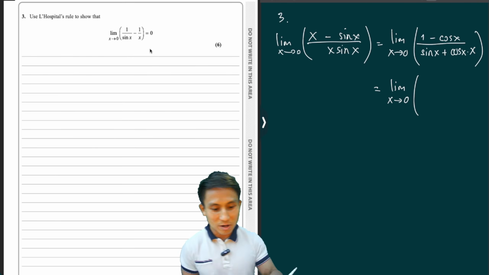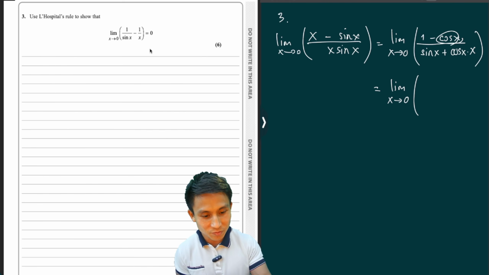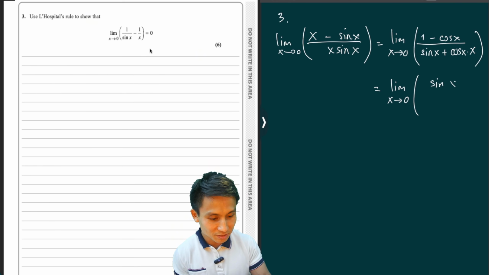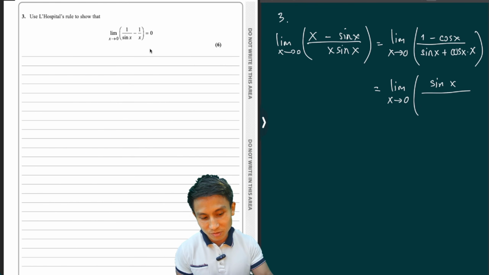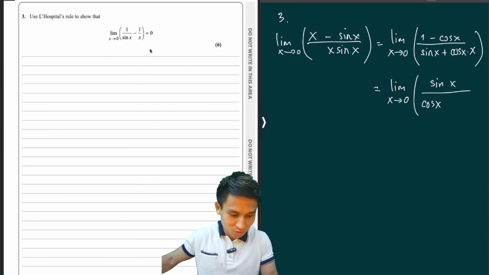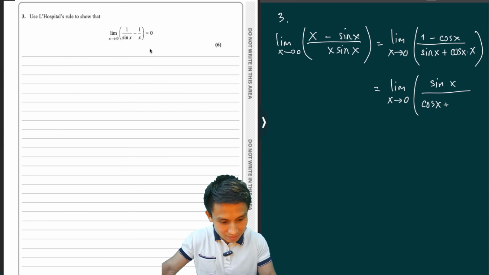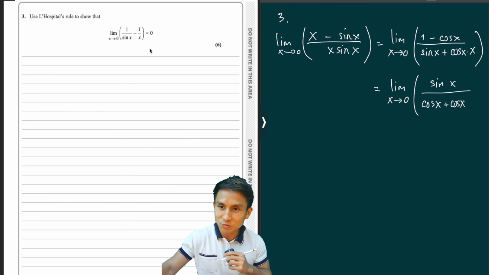We differentiate 1, we get 0. We differentiate cos, we get a minus sign, so that becomes just a sine. Differentiating sine at the denominator, we get a cos here. Differentiating cos x times x, that's a product rule again. So that's cos x, and then differentiating x, we get 1.